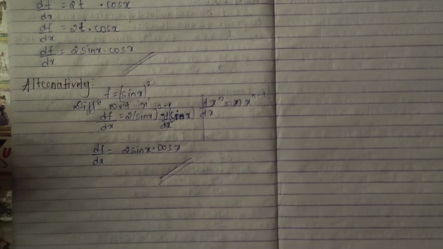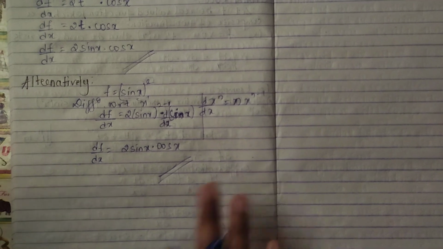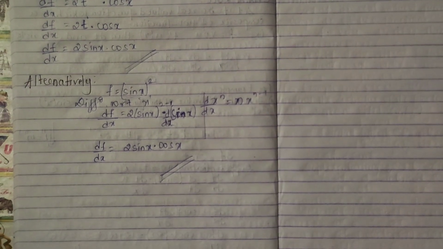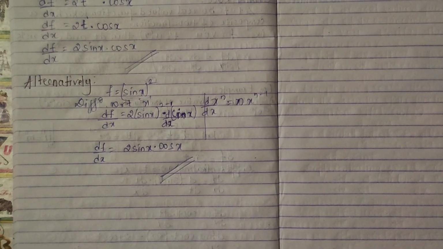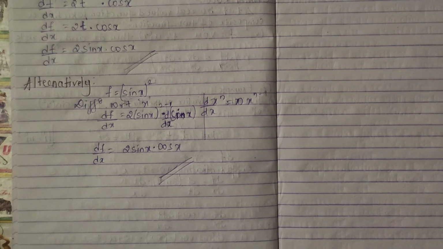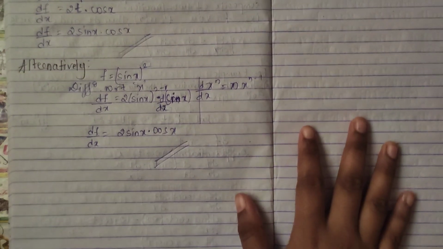We'll move forward to the exercise problems and see how we can do them. I hope all are clear with such problems. Further we'll see our exercise problems. I hope you're clear with our chain rule, like how we have to do it.